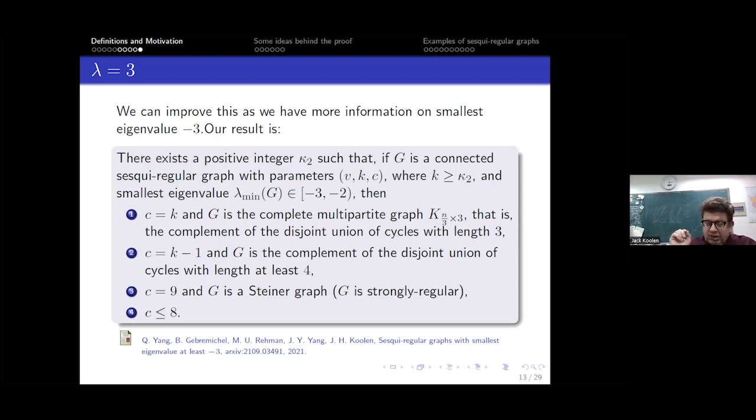They are always strongly regular. Why this is exactly true, we don't really understand. It follows from the proof, but after we classified them, we knew that they are the Steiner graphs, but we did not know when we started to classify that the graph has to be strongly regular. And then the fourth item is c is at most 8. So either c is 9 or c is at most 8. But for c equal to 9, we know exactly the graphs.